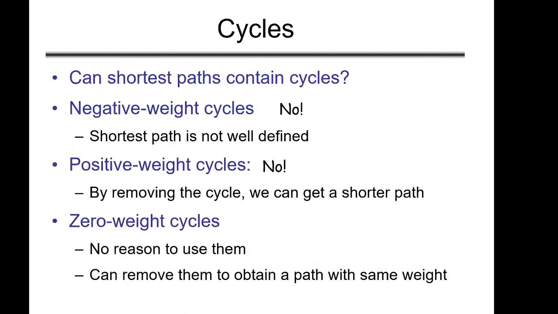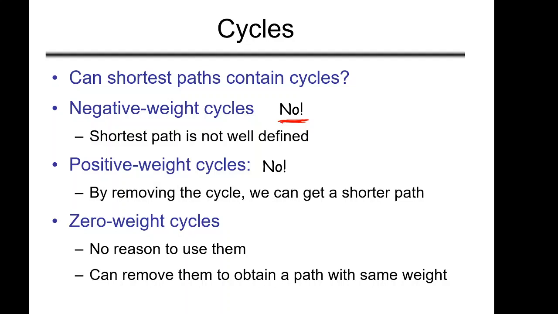Good. So now about cycles. Can a shortest path contain cycles? Here are some quite interesting questions for you. Do you think that a shortest path can have some cycle? Let's talk about negative weight cycles. There is a big no for negative weight cycles, because the shortest path is not well defined for them.